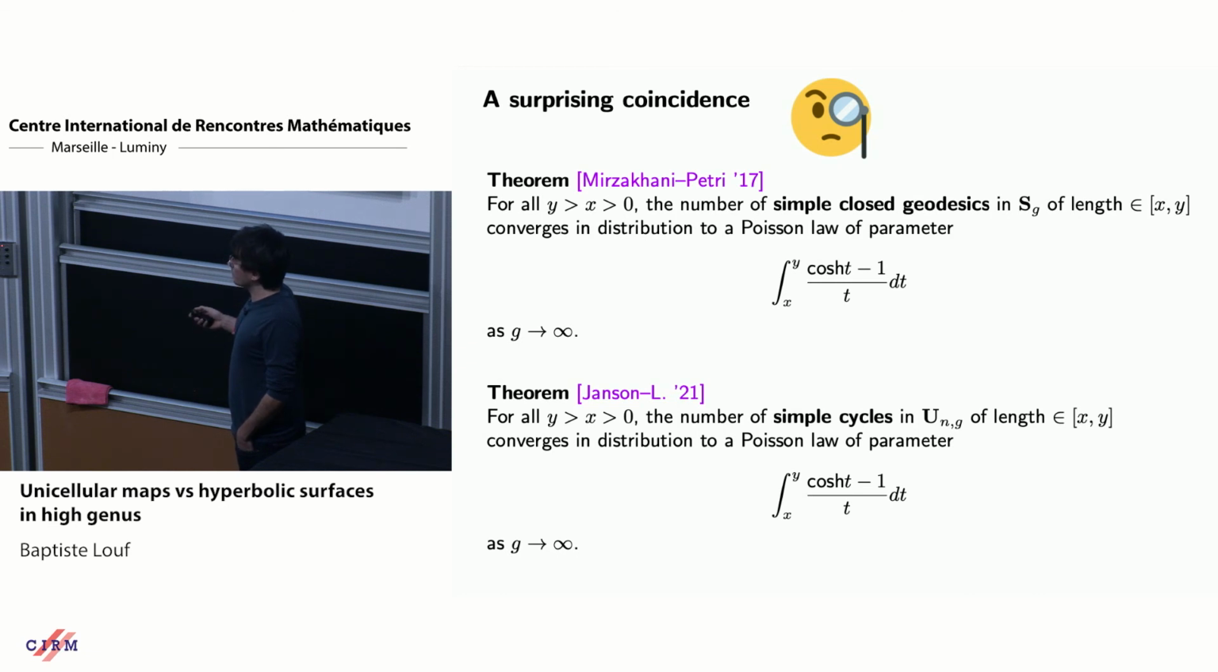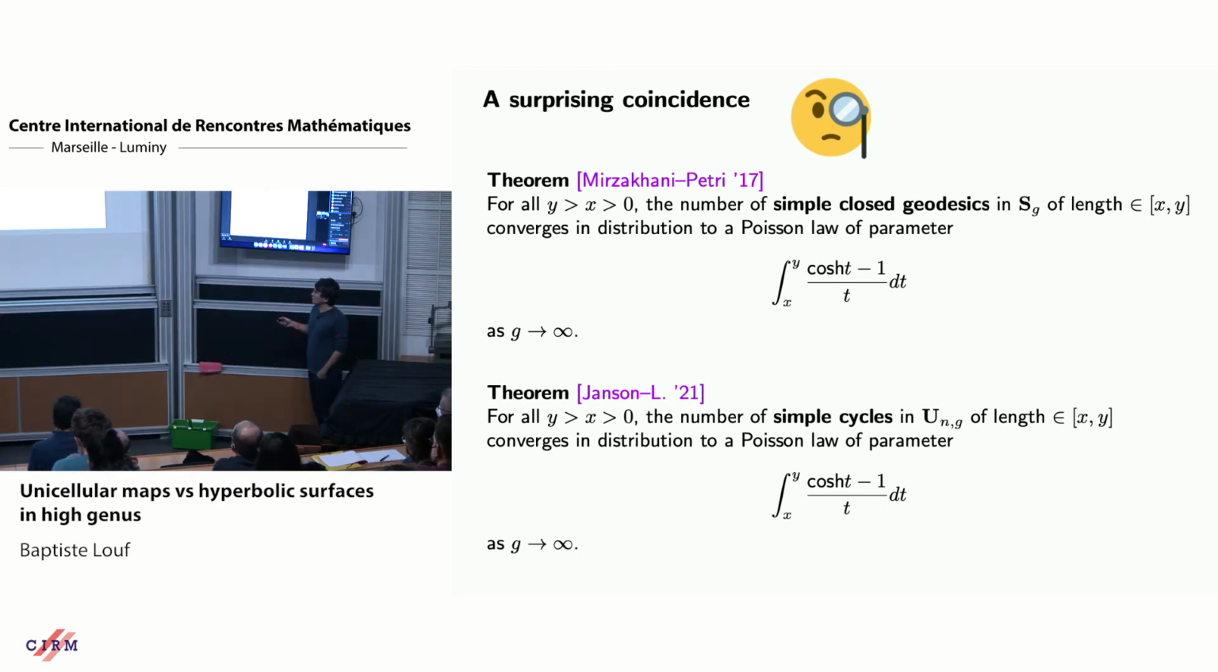And what we did with Svante Janson is we studied a different type of curves, simple cycles in our case, in the model that I told you about. And we obtained the exact same result, the exact same convergence. Here the length, you must remember, is the graph distance rescaled by something. So it makes sense to have a continuous interval and not a discrete interval. And it converges to a Poisson law of parameter, the exact same parameter as Mirzakhani and Petri.